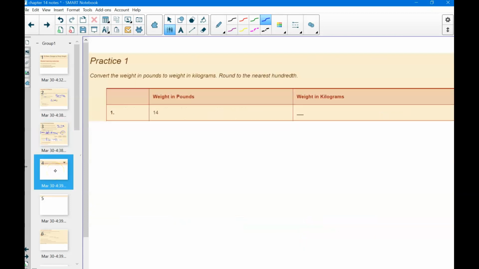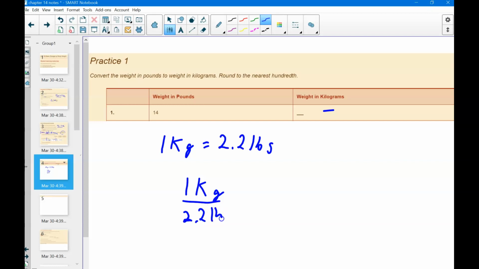Alright, let's try a couple of examples of those. 14 pounds. Let's try the first one using ratio and proportion. First thing we know is that 1 kilogram is equal to 2.2 pounds. If I want weight in kilograms, let's have a look. It's going to be 1 kg over 2.2. If I'm putting pounds in the bottom, I have to put pounds in the bottom over here. So my x is going to be on the top. On the bottom is going to be 14 pounds.